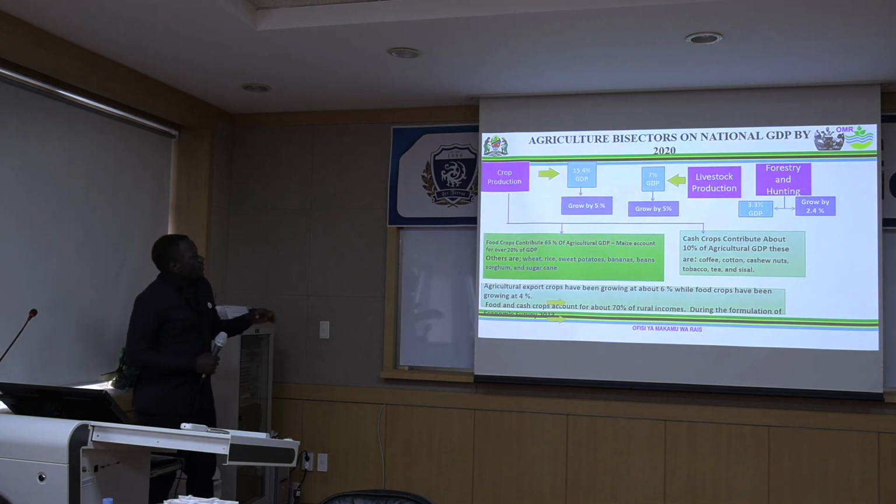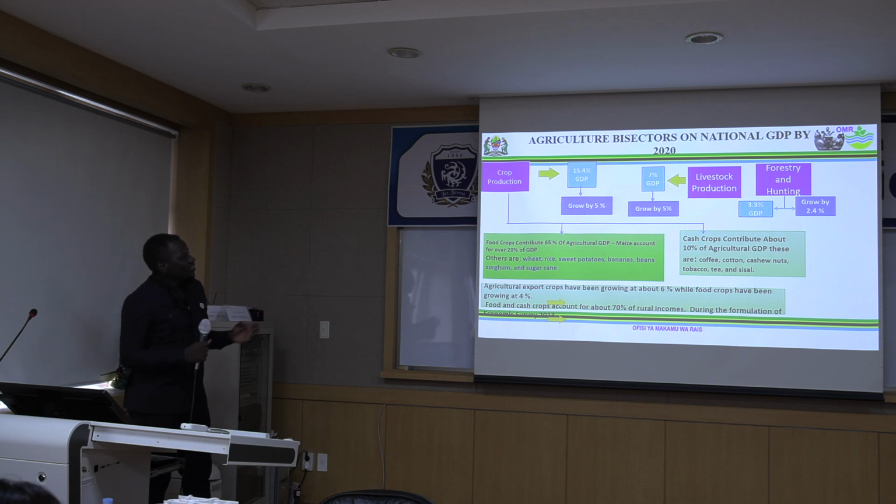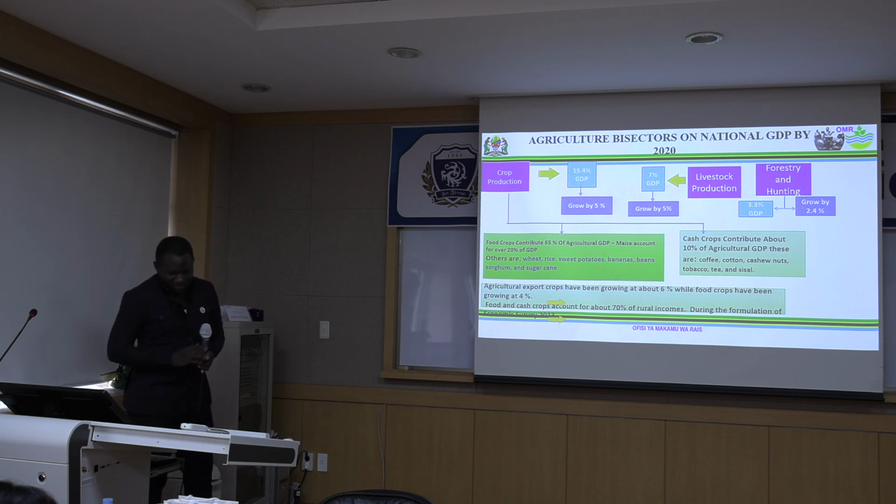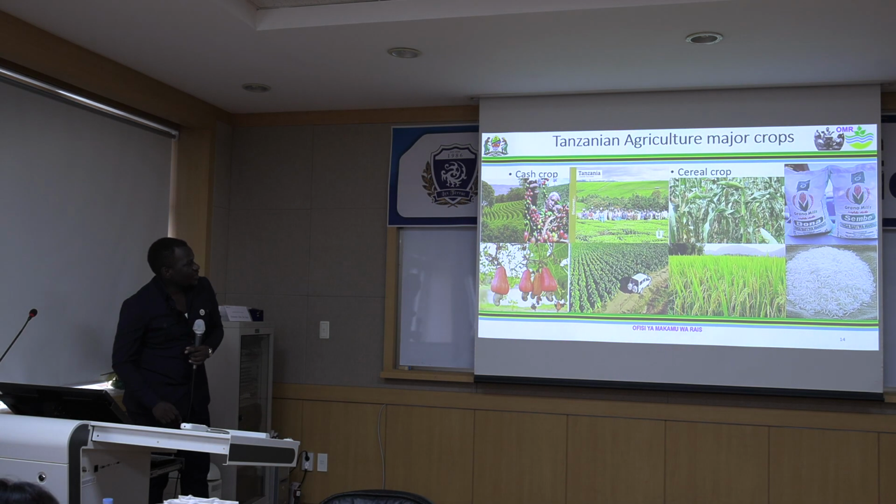I'll take you a little on agriculture. As I said, it takes a big portion of contribution to GDP, as you see there. The major one is about crop, livestock, and forest and hunting, and their contribution to GDP. I will not talk much about it here. I want to move first to another slide.